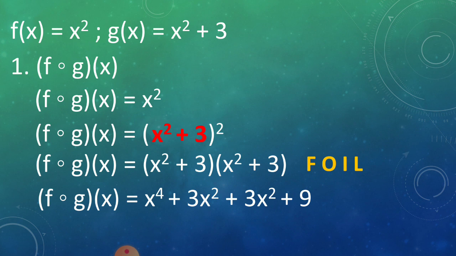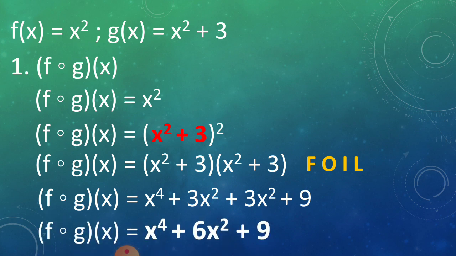Then, simplify it further by combining similar terms. The similar terms are 3x squared and another 3x squared. So that is now x raised to 4 plus 6x squared plus 9.